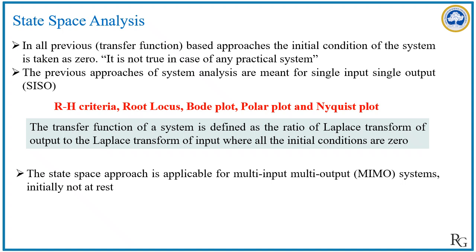So the classical methods we have covered so far, like RH criteria, root locus, Bode plot, polar plot, Nyquist plot, those are mainly designed for single input, single output systems. In these methods, the transfer function is defined as the ratio of Laplace transform of output to the Laplace transform of input, assuming all initial conditions are 0. But when we need to handle systems with non-zero initial conditions, analyze multi-input, multi-output systems and study systems with more complex internal dynamics, we turn to the state space approach because it can represent the system at any state, whether or not it starts at rest.